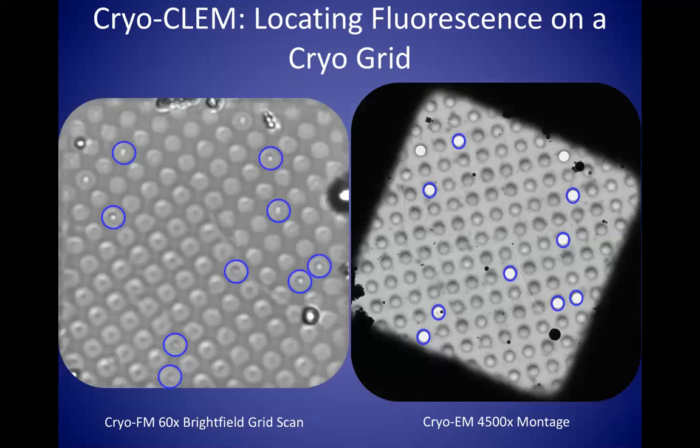Once I'm at my square of interest, I can take the bright field information and look at defining features on the grid. So in this case, I'm using empty holes, which have this characteristic white dot in the middle of them in the bright field.